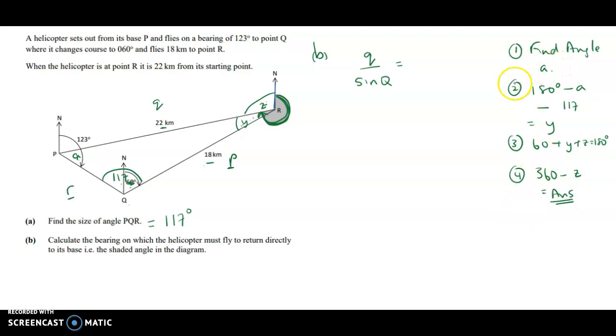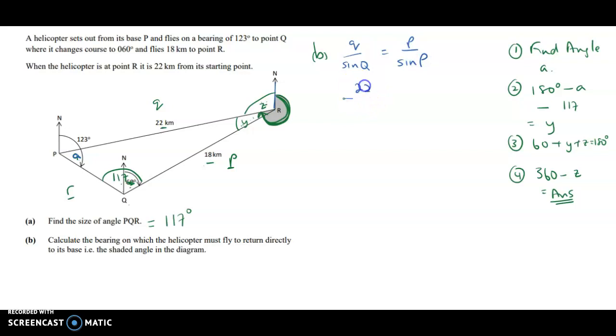So let me find small a. So to find small a is really this small angle here, which is what we call, well, P, right? But it's not really the angle P. But anyway, so we go with q over sine Q equal to p over sine P.